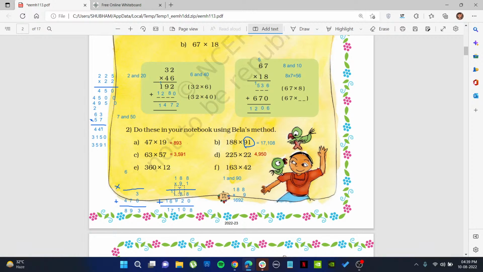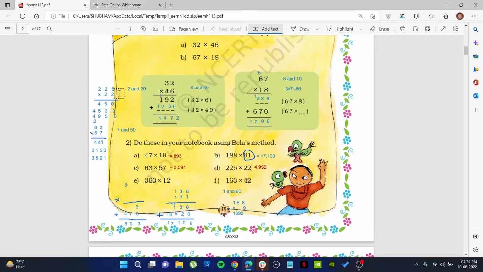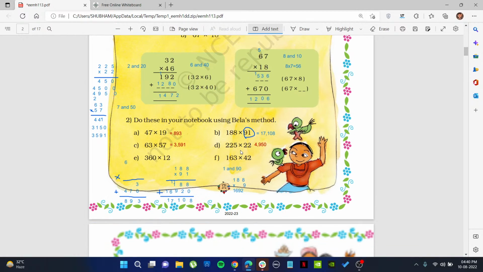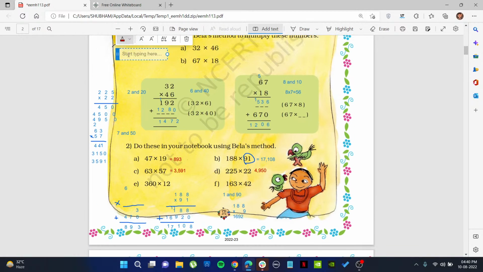Okay, and here comes the next one, E. We need to multiply 360 with this 12. So let's do it here. For question E, 360, we have to multiply it by 12.